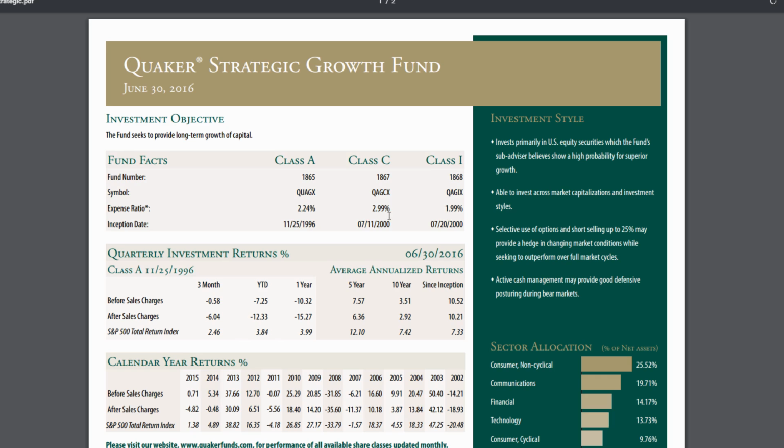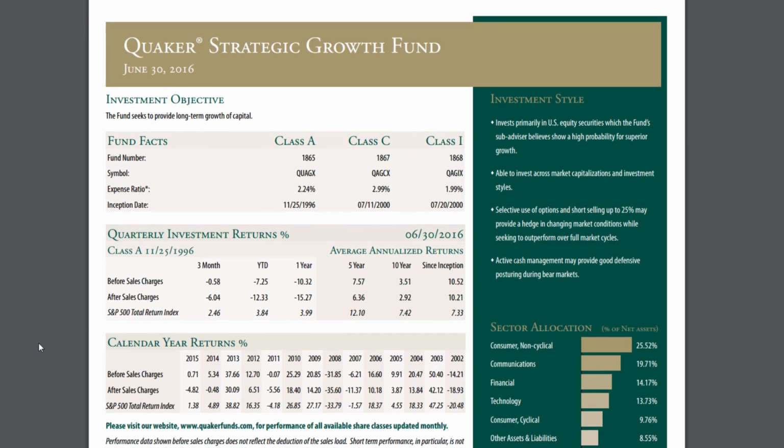That's pretty high, considering you've got other funds that are less than 1%, and even index funds are in the 0.2, 0.3, 0.4 range. That's money you're paying every year. So every year, if you're in Class C, you're going to pay 2.99, or 3%. You have to do better than 3% just to break even every year. So you can see how that impacts your return.